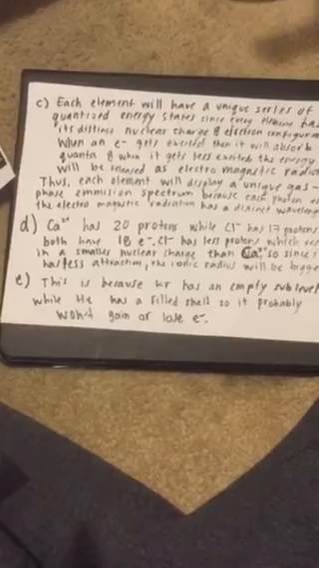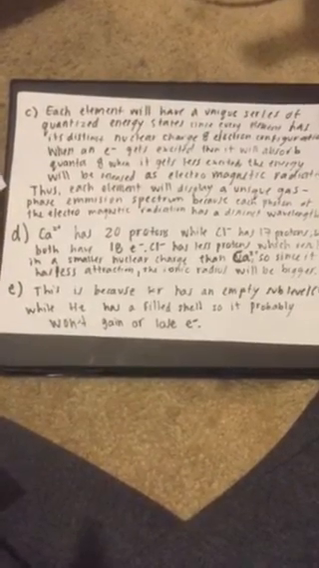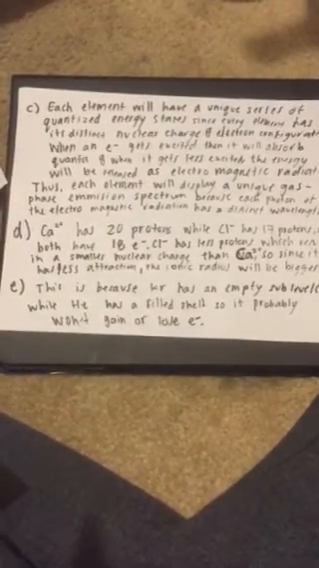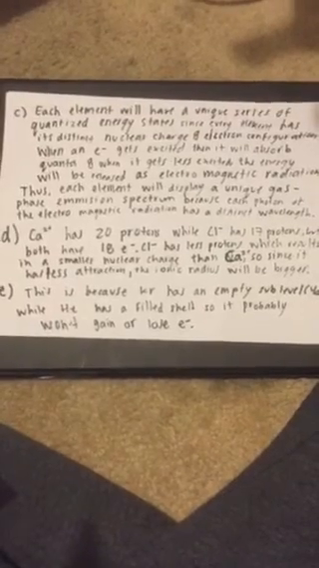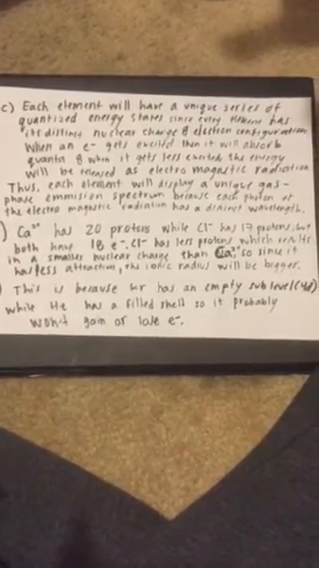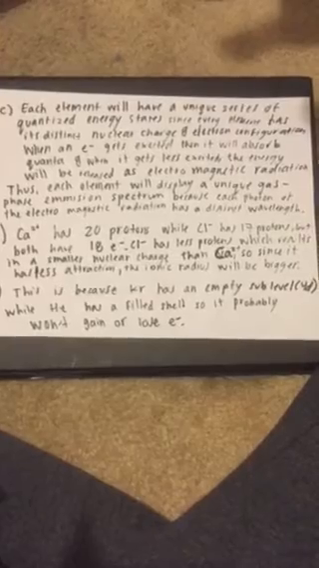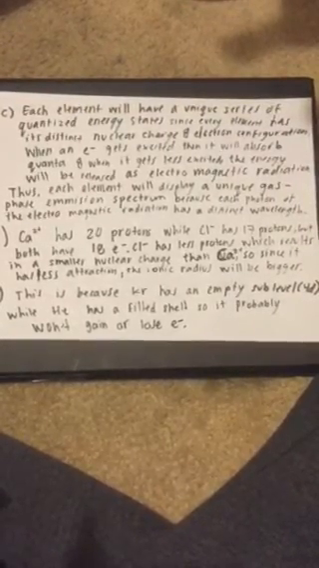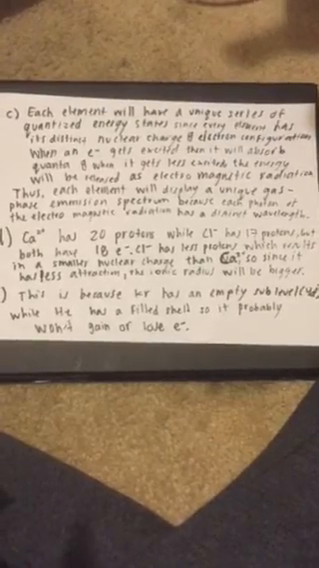Okay, part E. Compounds containing Kr have been synthesized, but there are no known compounds that contain He. I wrote that to justify this is because Kr has an empty 4d sublevel, while He has a filled shell, so it probably won't gain or lose electrons. Okay, that's all.